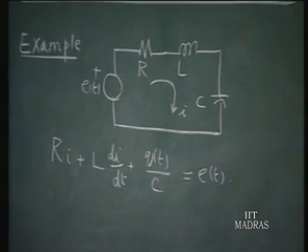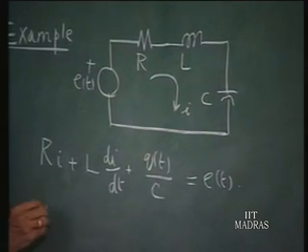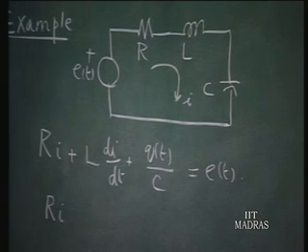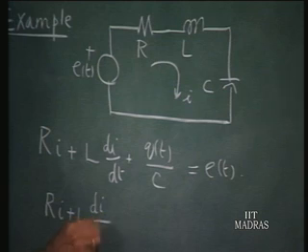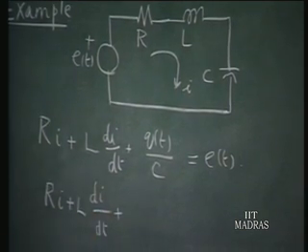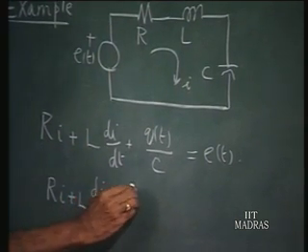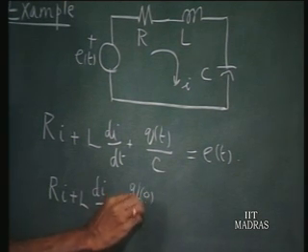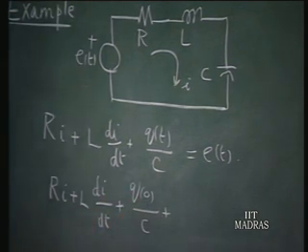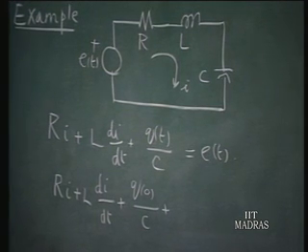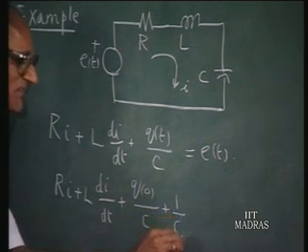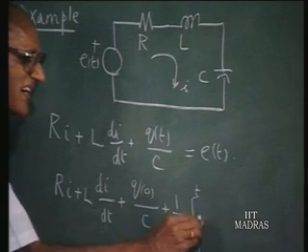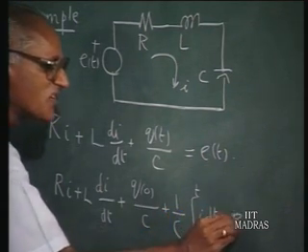This can further be written as, if you take the charge Q of t to be, L di/dt plus, there is an initial charge in the capacitor, let us say Q0, divided by C, plus the additional charge that has been conveyed to the capacitor plates in the interval starting from 0 up to the point t. So that means 1 over C integral 0 to t of i dt, equal to E of t.